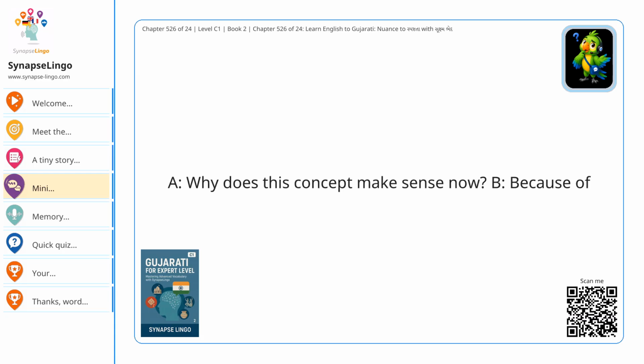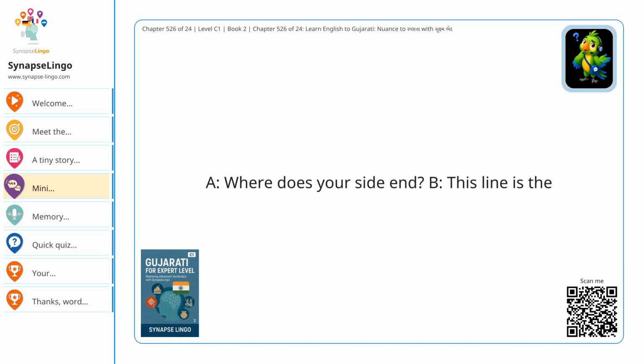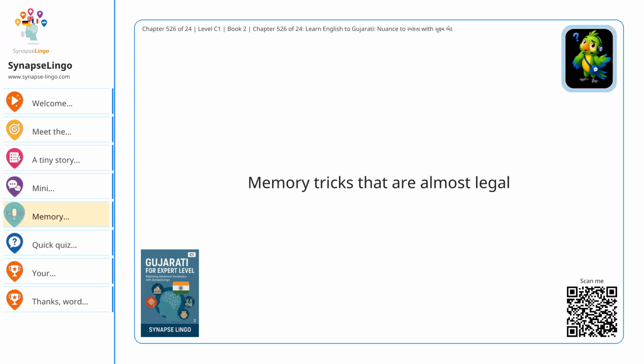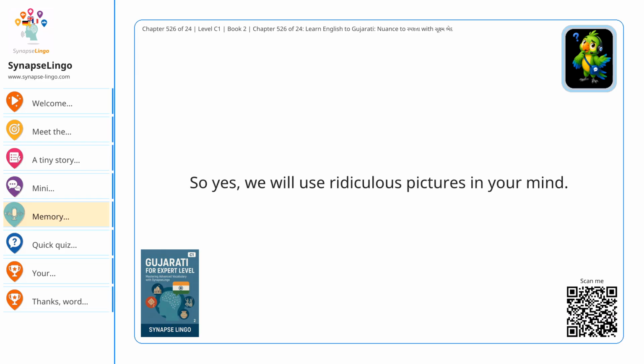A. Why does this concept make sense now? B. Because of संदर्भीकरण. A. Where does your side end? B. This line is the अलगीकरण. A. I am confused. B. No problem. Here is some स्पष्टता. Memory tricks that are almost legal. You do not need magic to remember words, but dramatic images help. So yes, we will use ridiculous pictures in your mind.